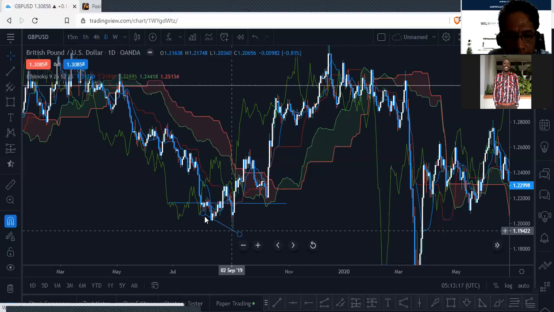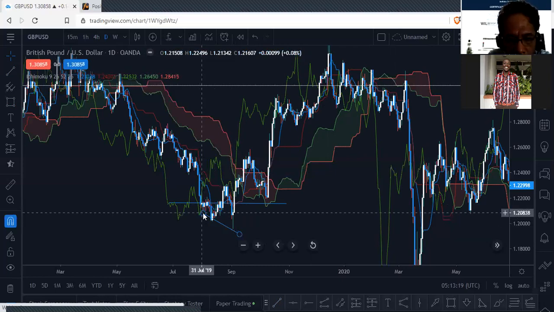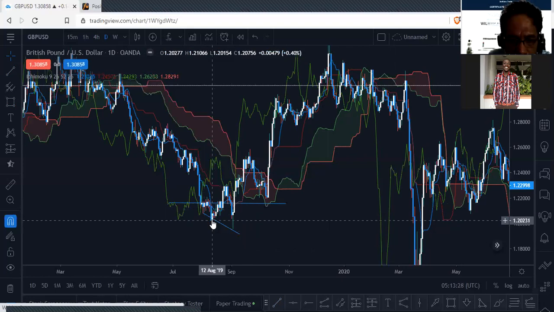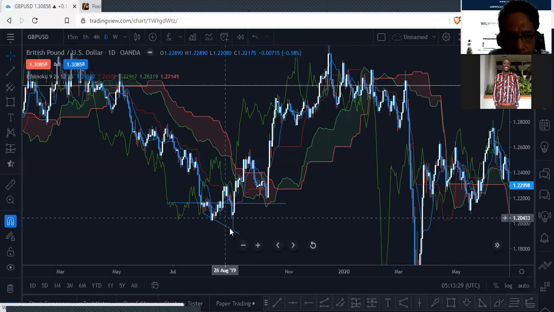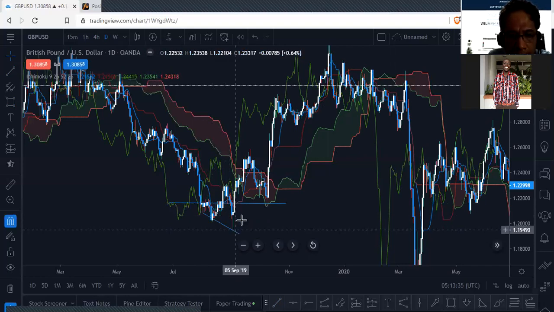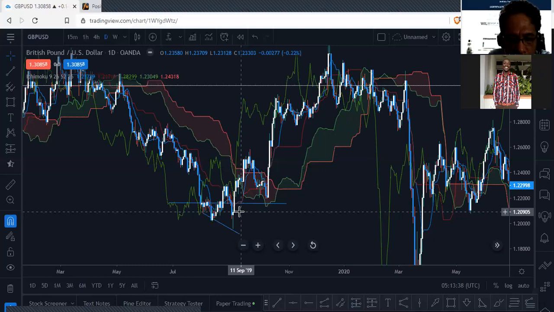You can attack it on a lower low. This is not a lower low. First attempt of the bears to break the level, second, then third, and failed. You can attack somewhere here if you are very aggressive. But the safest way to attack the market is to wait for the close of this pin bar.